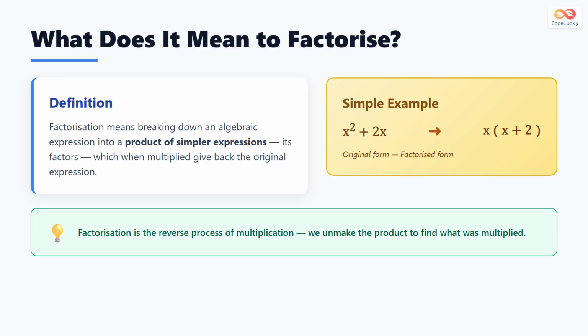Before jumping into the problem, let us understand what factorization really means. Factorization is the process of breaking an algebraic expression into a product of simpler expressions, called its factors. When you multiply those factors back together, you get the original expression. In short, factorization is just the reverse of multiplication. We unmake the product to find out what was multiplied to form it.